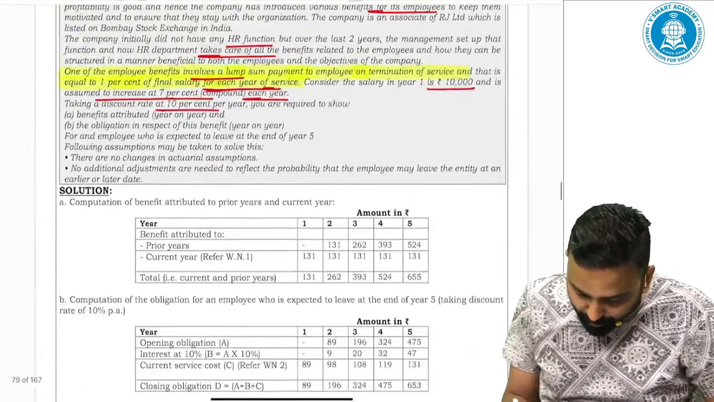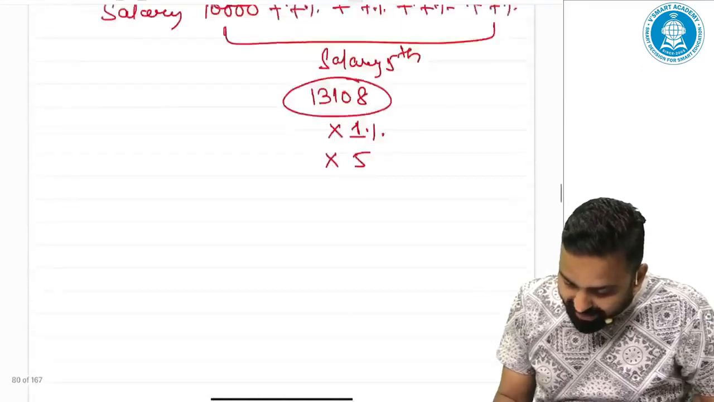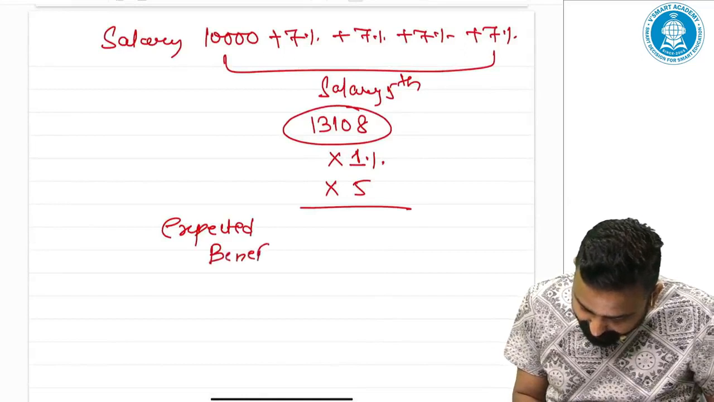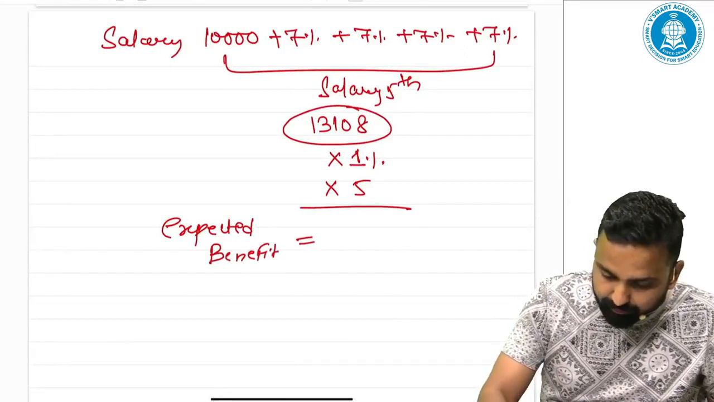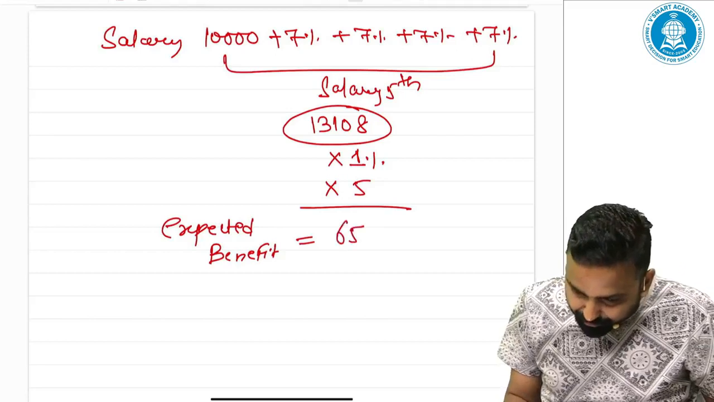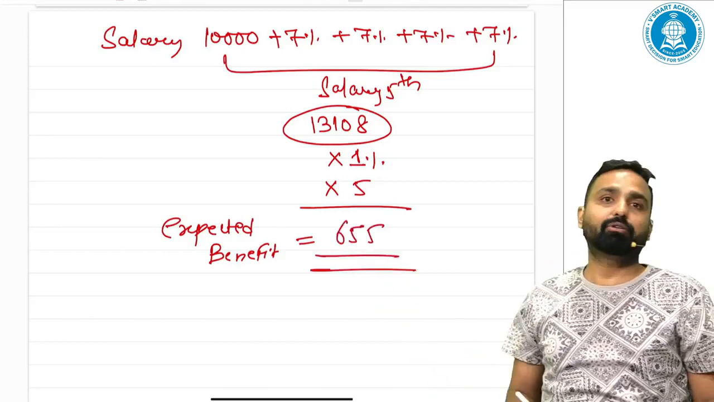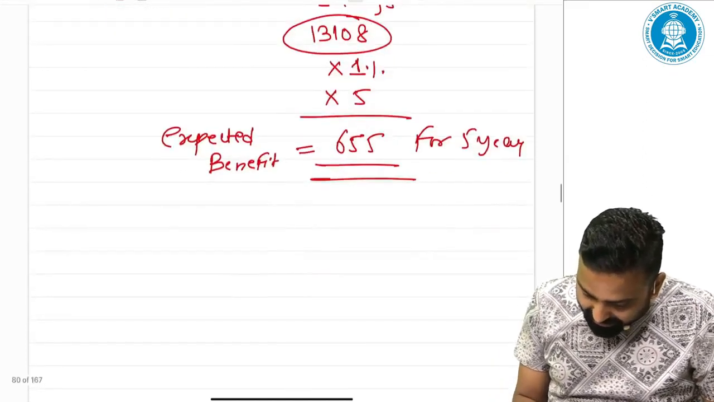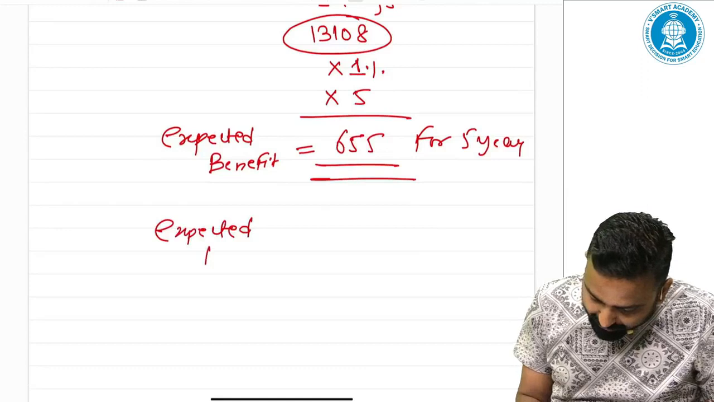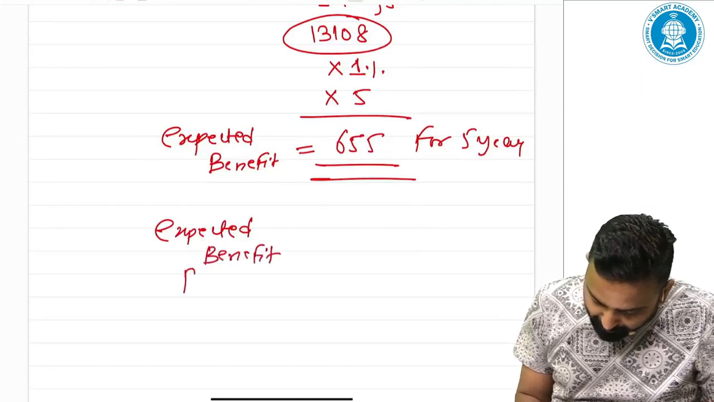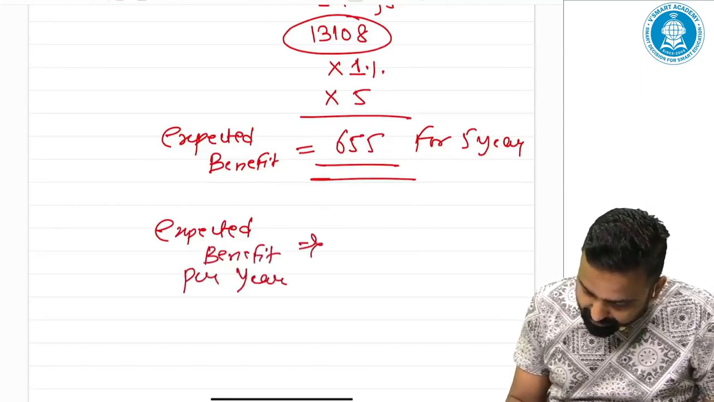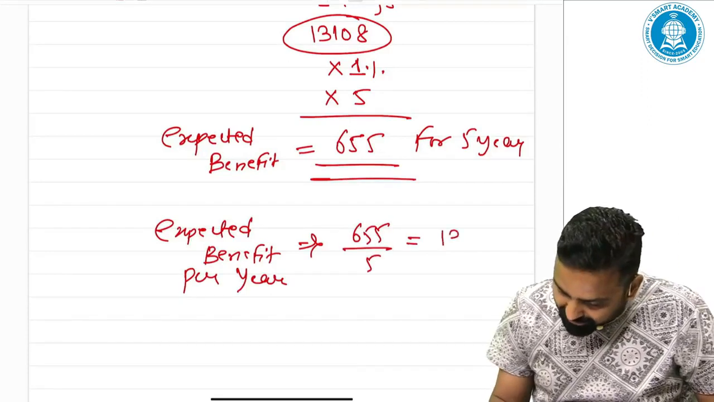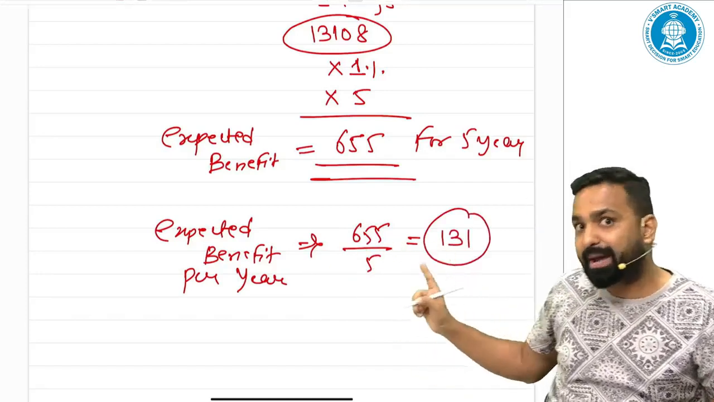The benefit will be paid for each year of service, for 5 years. So overall, the expected benefit would be 655 for 5 years. Can you please tell me the expected benefit per year? 655 divided by 5, so it is 131. 131 is the expected benefit per year.